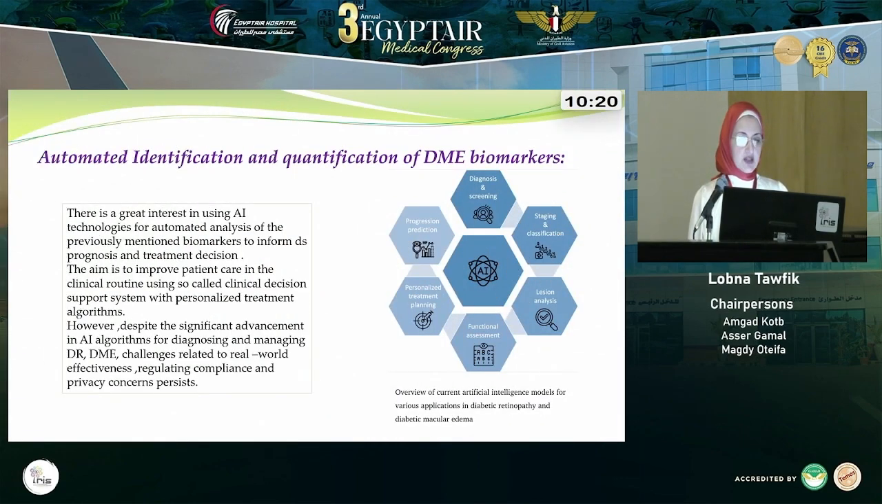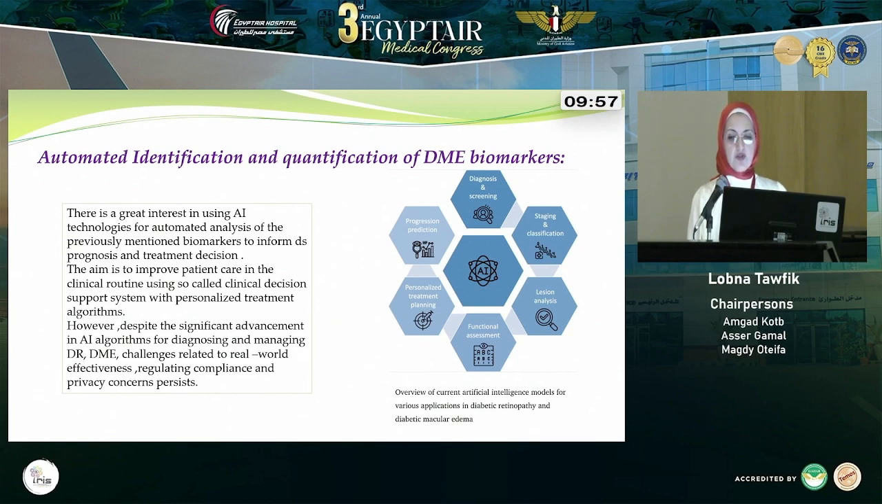Automated identification and quantification of diabetic macular edema biomarkers. There is a great interest in using AI technologies for automated analysis of the previously mentioned biomarkers to inform disease progression, prognosis, and the treatment decision. The aim is to improve patient care in the clinical routine using so-called clinical decision support systems with personalized treatment algorithms.